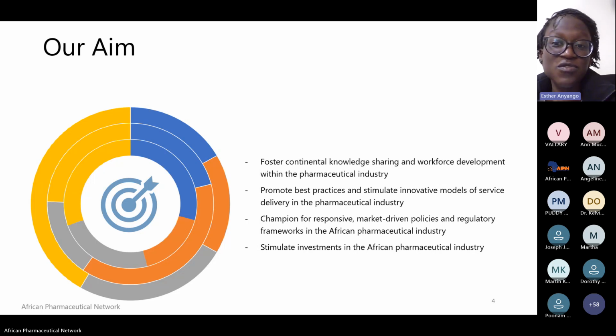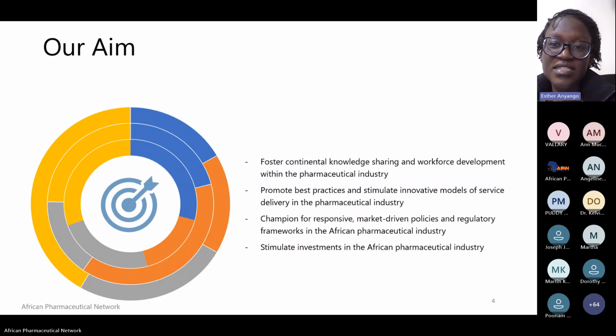Now, our aim is fourfold. First, and really just based on our objectives, is to foster continental knowledge sharing and workforce development within the industry. And I think I wouldn't want to belabor why this is important. Second, promote best practices and stimulate innovative models of service delivery in pharmaceutical industry. The good thing about bringing people together is just to learn from each other. And if you are in a country that thought that you are doing the best, then you realize there's a country that is doing better than you. And so that's the need to upgrade.